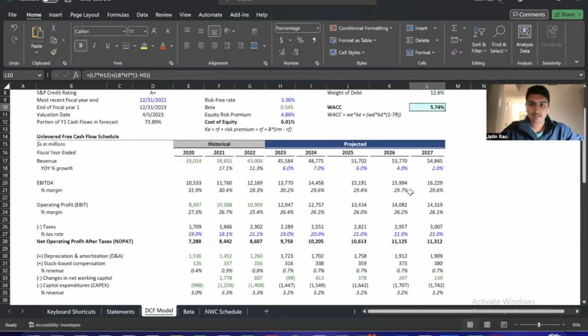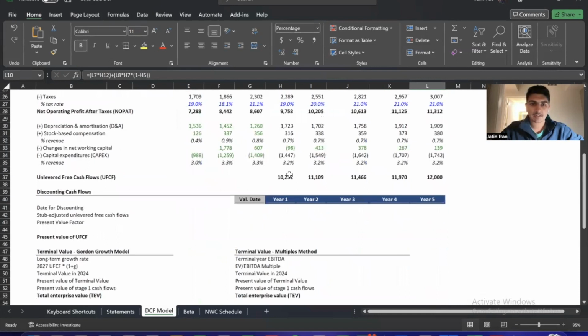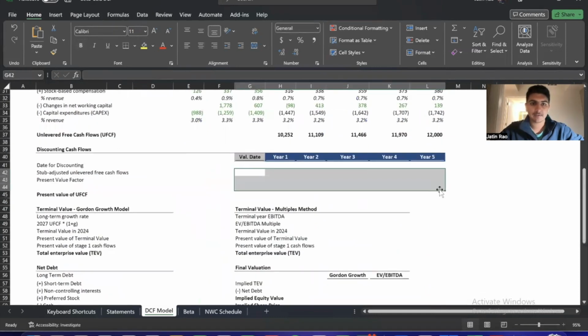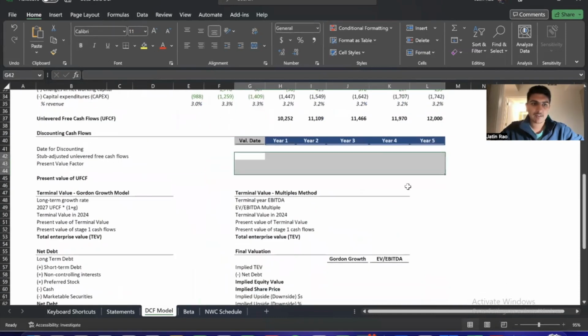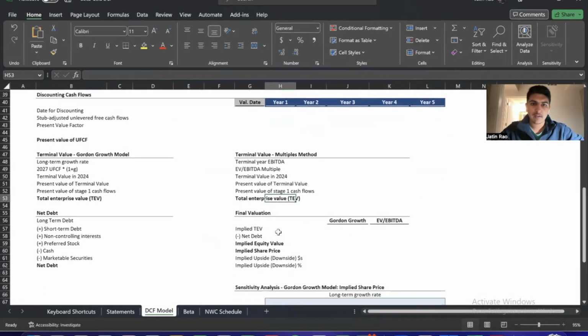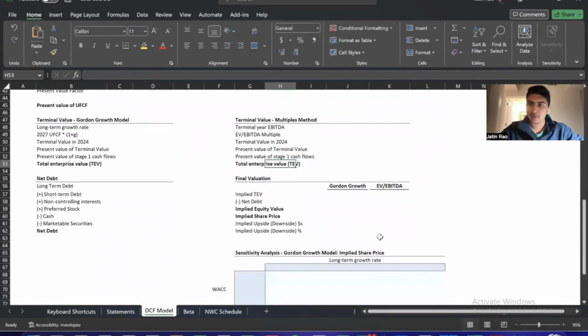And in the next piece, in the next segment, we're actually going to be discounting the stage one cash flows to the present. And after that, we'll just have to deal with the terminal value, and we'll pretty much be done after that. So it's very exciting.